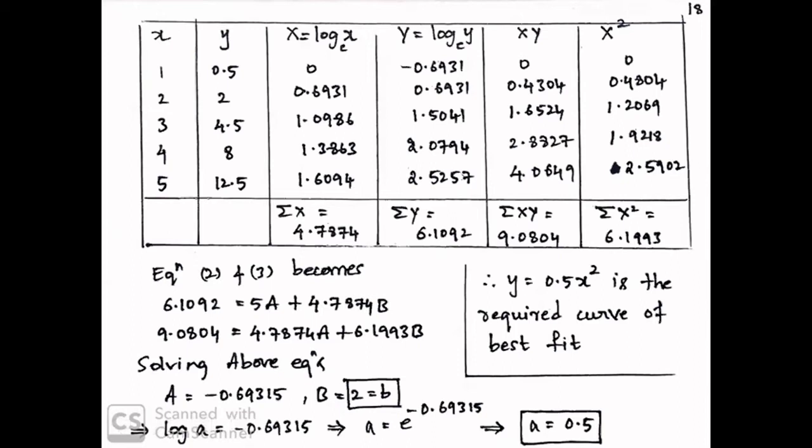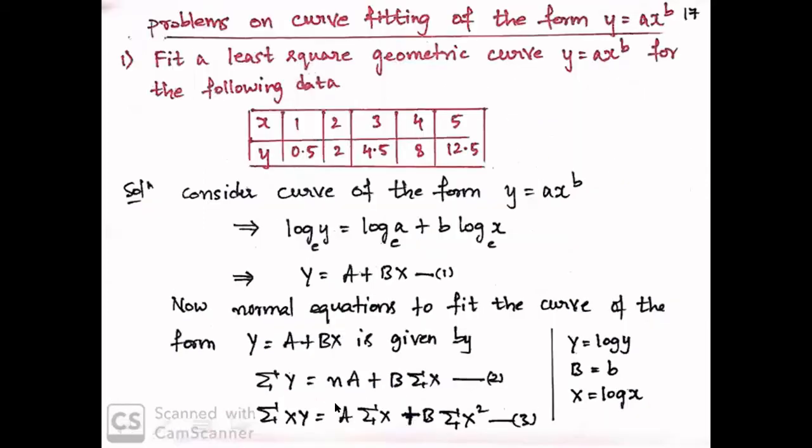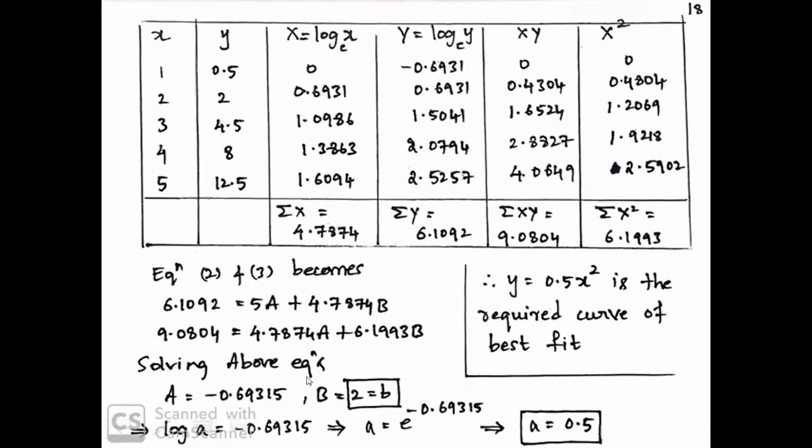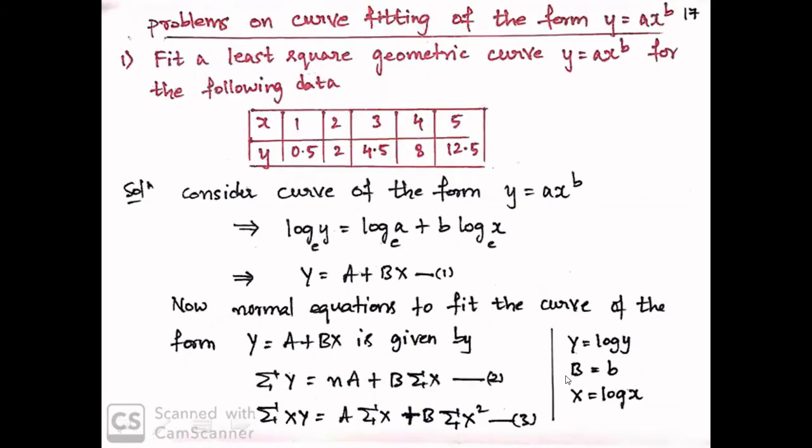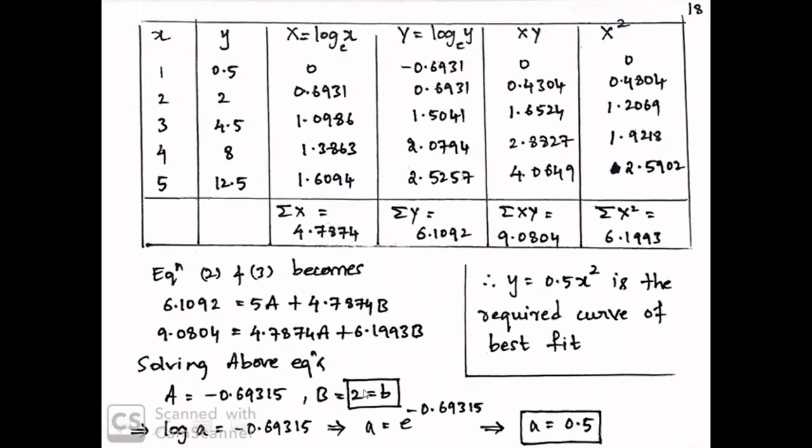If we solve these above equations, we get capital A is equal to minus 0.69315. Capital B is equal to 2. So we have the values of capital A and capital B. But what are we required to find? We are required to find the small a and small b values. So we know that small b and capital B are both the same. You can see here, capital B we have considered as small b. So both values will become 2.